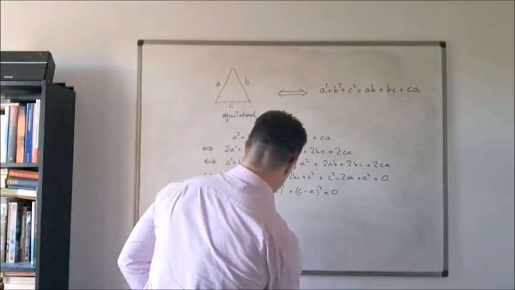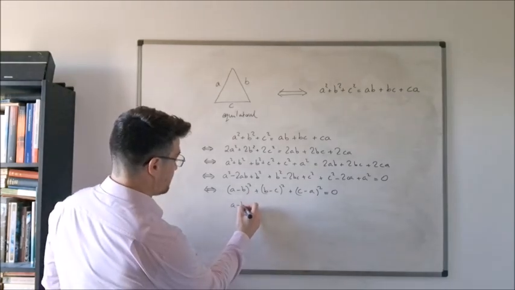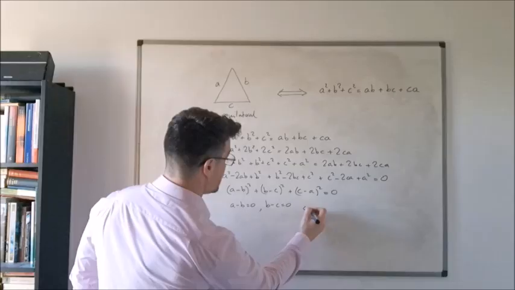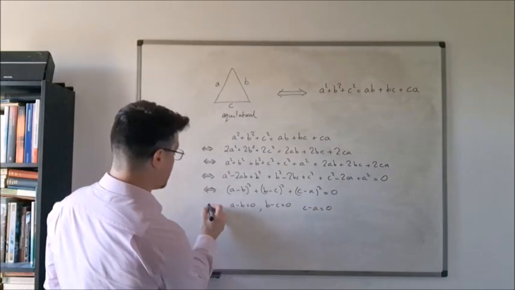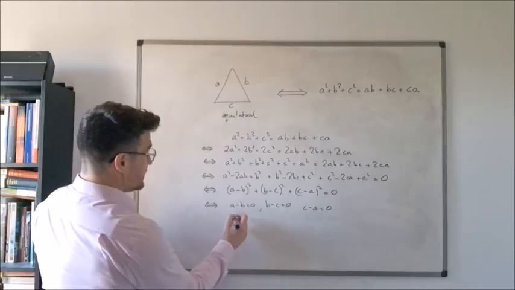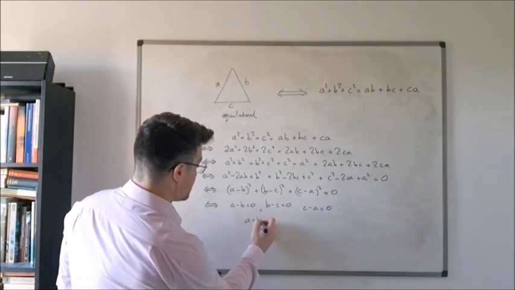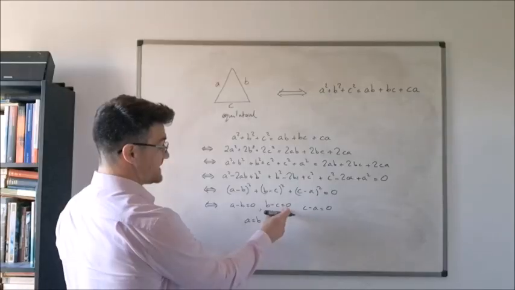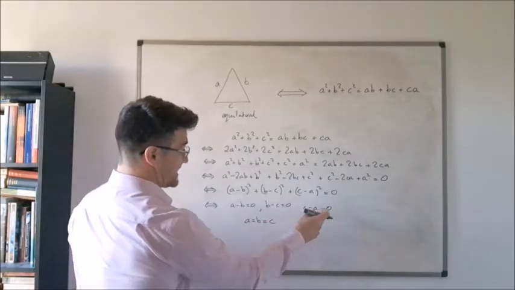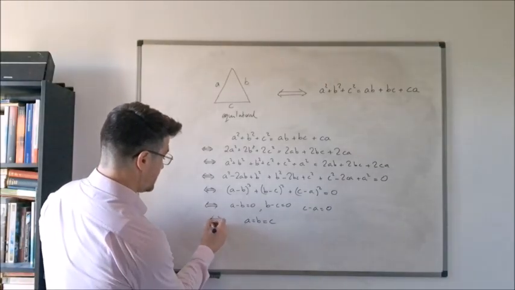Okay, so what does that mean? That means that a minus b must be equal to 0, b minus c must be equal to 0, and c minus a must be equal to 0. If and only if. But a minus b is equal to 0 if and only if a is equal to b. b minus c is equal to 0 if and only if b is equal to c. And c minus a is equal to 0 if and only if c is equal to a.